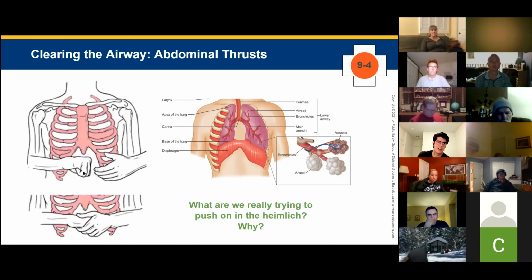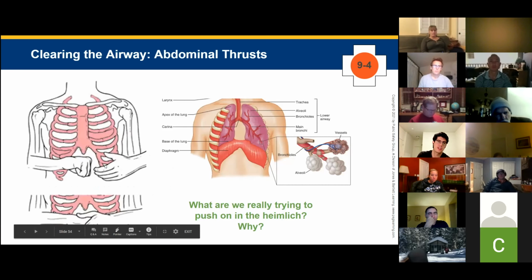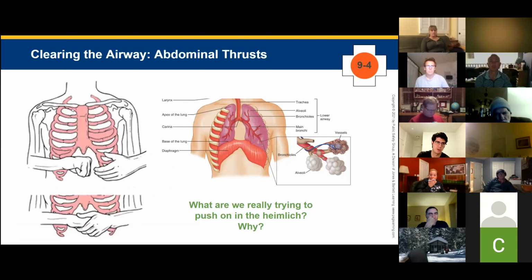But right here is where you want the fist. This is an example of when it's important to understand anatomy. So what are we really trying to push on in the Heimlich and why? If the fist goes here and we're trying to push upward with the fist kind of under the rib cage, what are we trying to push on and why? The diaphragm. Right. And why are we trying to push on the diaphragm? Because it's a muscle and it's going to maybe dislodge anything in the stomach, force it up.